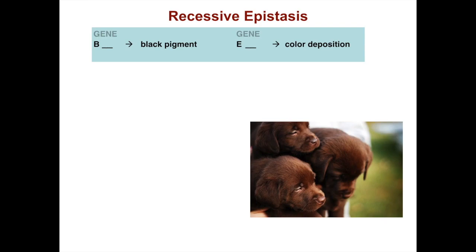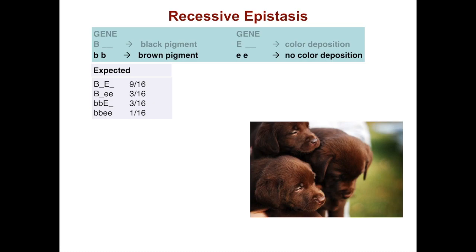So if you have the dominant forms of these genes, you'll have a strongly pigmented coat if you're a Labrador Retriever. If you're homozygous recessive at the B locus, the coat color will be brown. And if you're homozygous recessive at the E locus, you won't deposit much color. So you'll be more yellow. So you would expect from this, again, the 9:3:3:1 ratio. But you observed that 9 out of 16 were black, 4 out of 16 were yellow, and 3 out of 16 were brown.